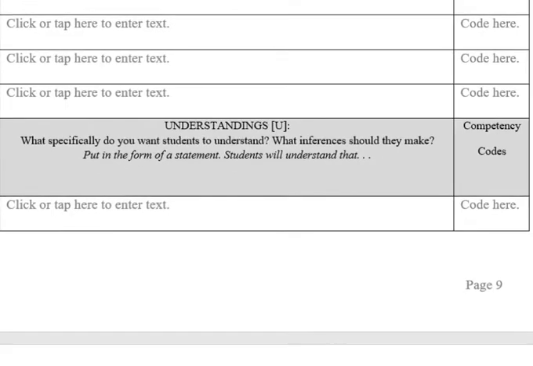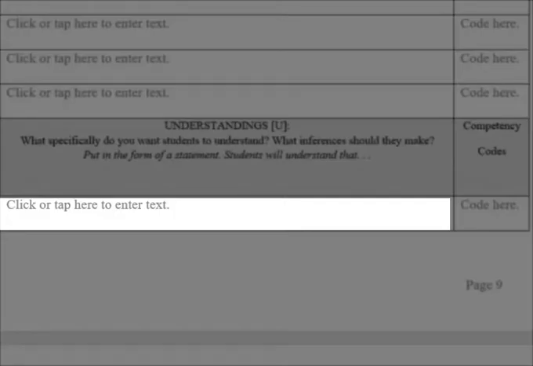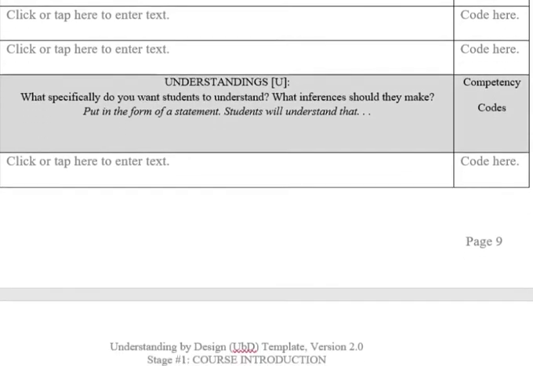Understandings are just that. What do you want your students to understand? But these are not facts. They are ideas that come from reflecting on and analyzing what you have learned. Once you have identified what your students need to understand, enter them here and the corresponding competency codes here.